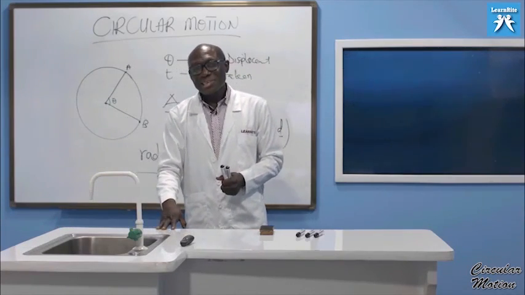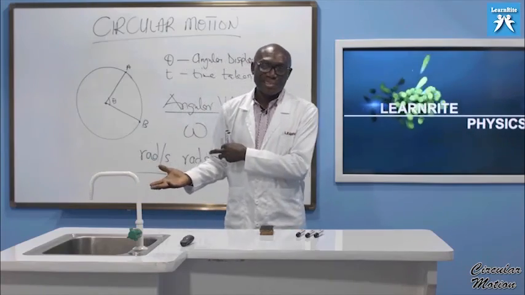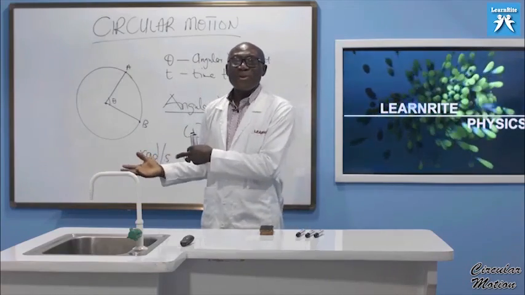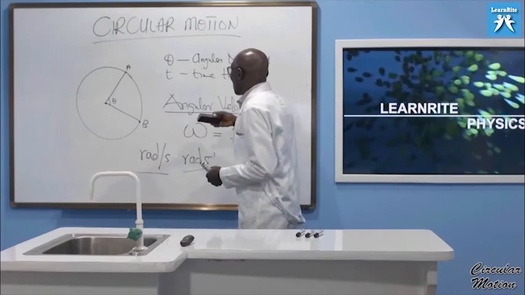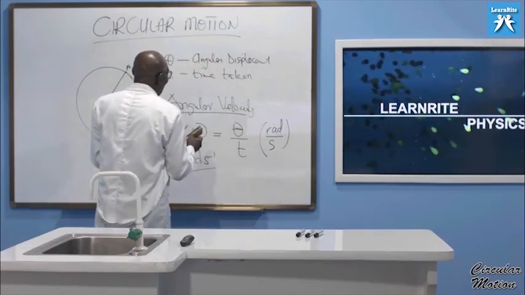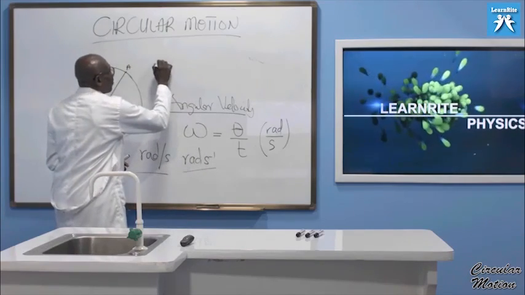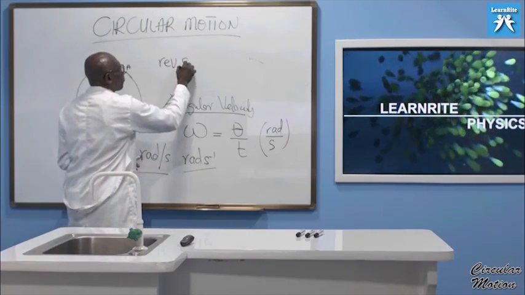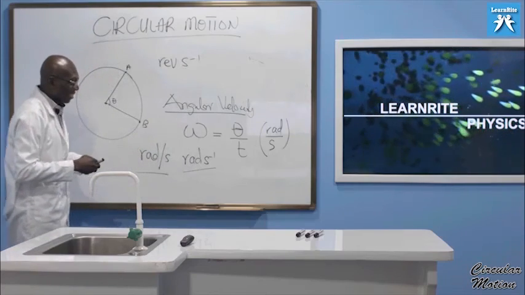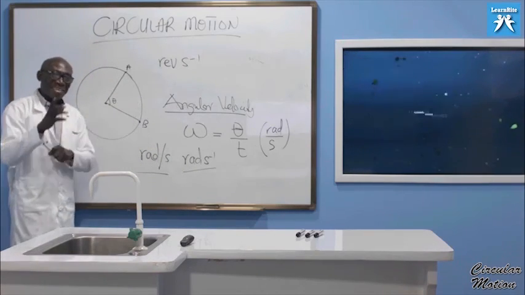But you know what? We can have other units for angular velocity. One of them is revolution per second.